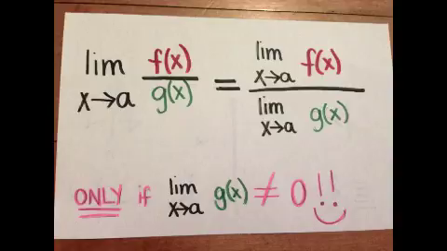So very similar to the product rule is the quotient rule. And the quotient rule basically says if you have the limit of a function over a second function, then you can take their individual limits and divide the limit of the first function by the limit of the second function. But this is only true if the limit of the second function is not equal to 0, because you can't have an undefined answer. So let's look at an example.